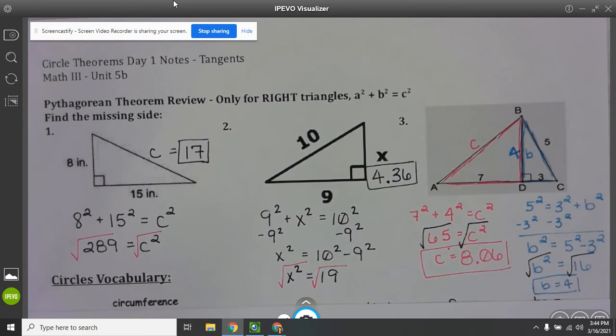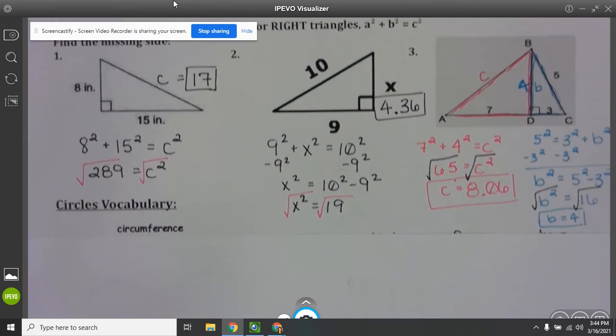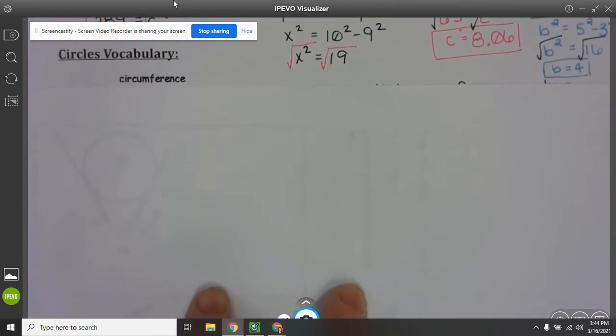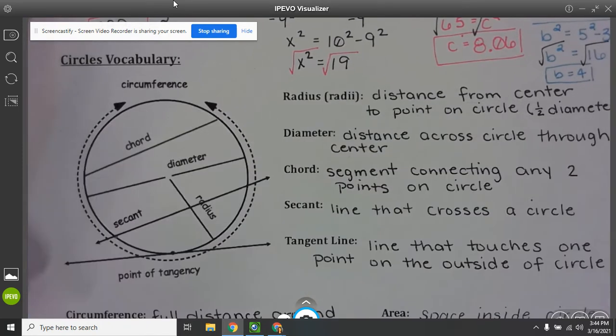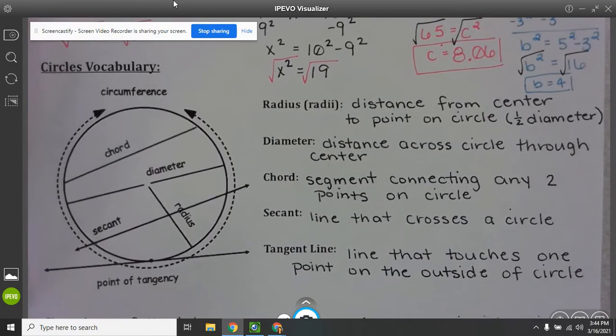All right. So now we're going to start moving on to some vocabulary with our circles. Now, in your notes, I know it's blank. I have mine already filled out. So we're just going to kind of talk about these step by step.